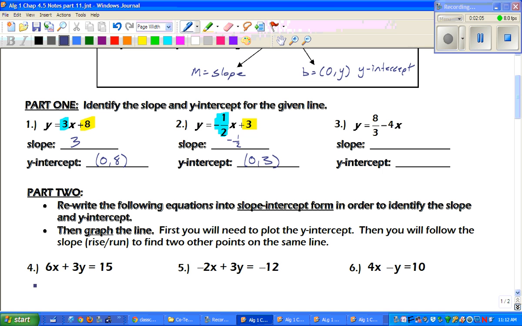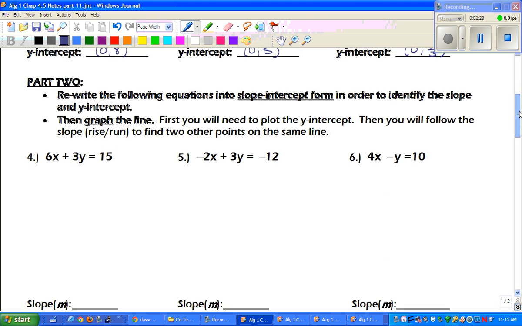Now just pay attention that the slope is always connected to the x, and the y-intercept is always going to be by itself. So the slope for this one is -4, and the y-intercept is 8/3. Don't be fooled. All right, let's look at the next part.